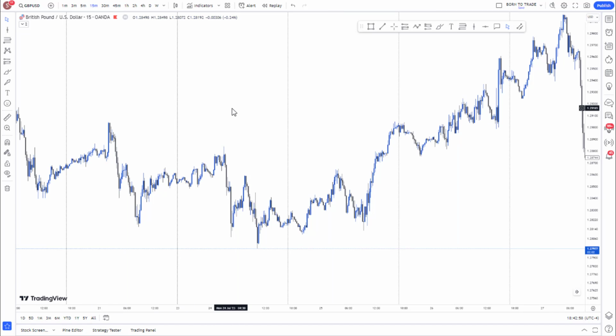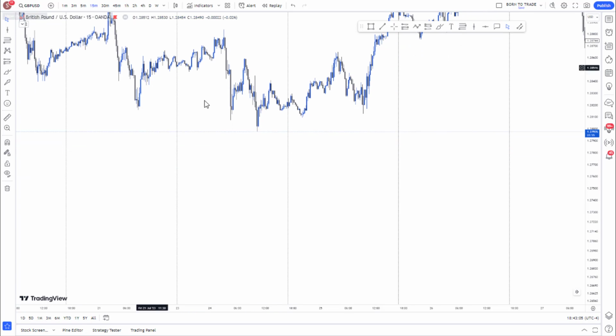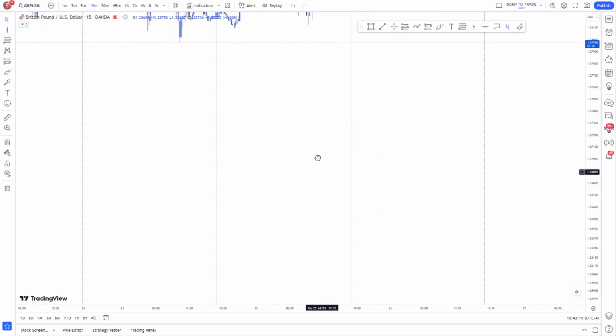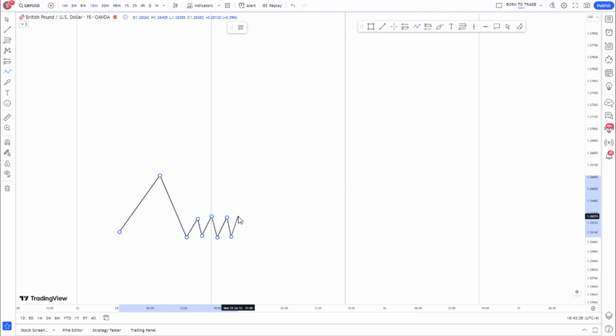But for now, I don't need both session indicators, so I'm going to remove them. Let me explain how we are going to trade this particular strategy. When you are on the 15-minute time frame, let's say here is the previous trading day, and finally the market closes right here, and now we're seeing the Asian range over here.